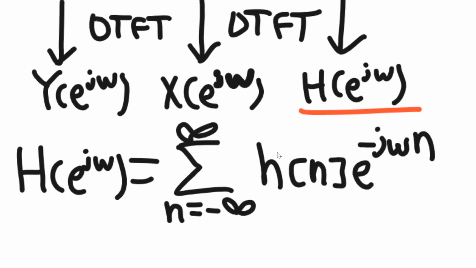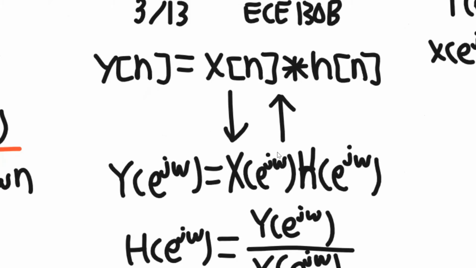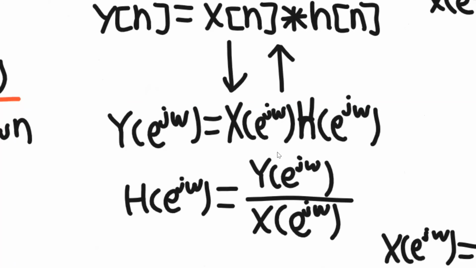Now, why is the frequency response relevant? Let's go back to X and Y of e to the j omega and call upon the relationship between multiplication and convolution across domains. Recall that convolution in the time domain corresponds to multiplication in the frequency domain. So y of n equals x of n convolved with h of n translates to Y of e to the j omega equals X of e to the j omega times H of e to the j omega. From this, we can see that another way to describe frequency response is actually as Y of e to the j omega divided by X of e to the j omega.